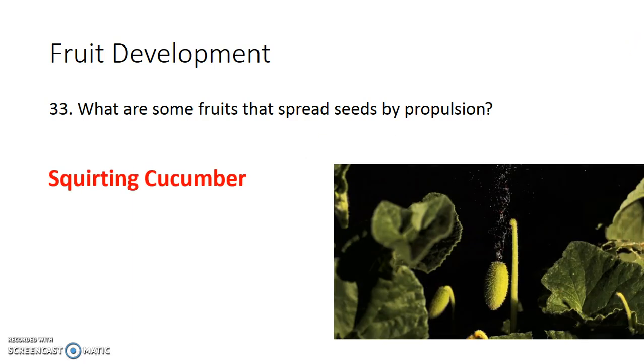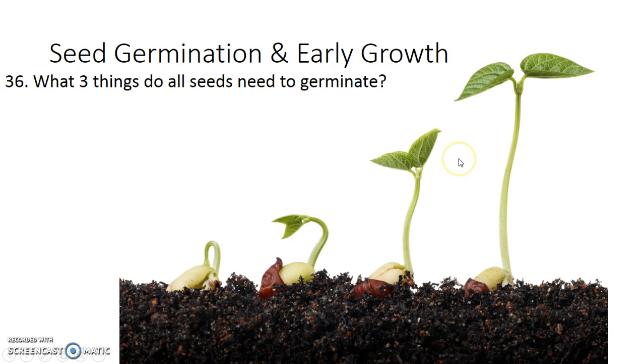Lastly, I already mentioned this, squirting cucumbers. Squirting cucumbers, basically think of them as hand grenades. Once the pressure inside the hand grenade squirting cucumber builds, it breaks off from its parent and squirts its seeds through propulsion, as far from the parent plant as they possibly could get.